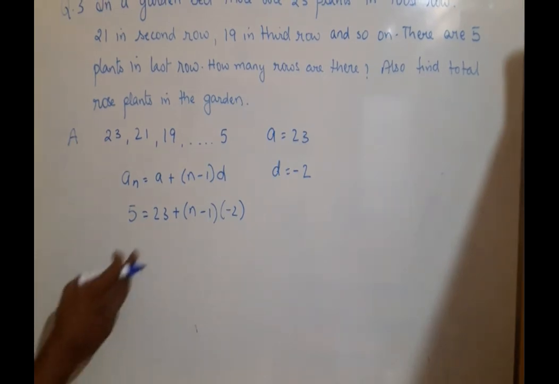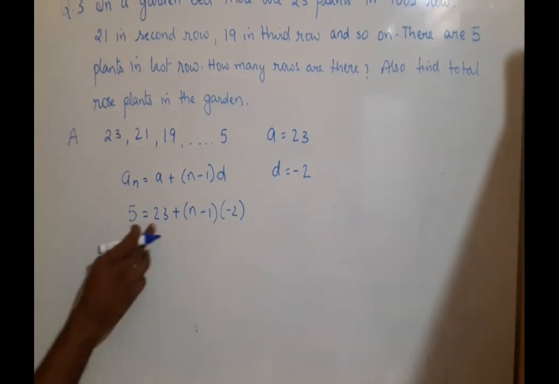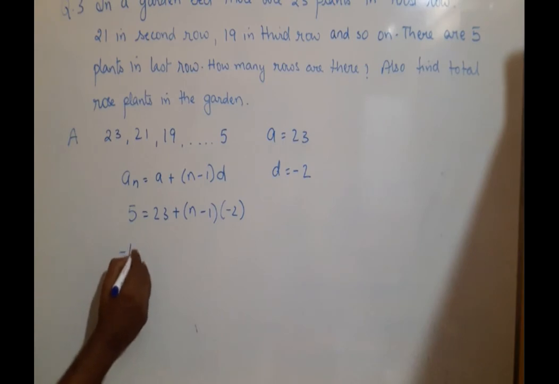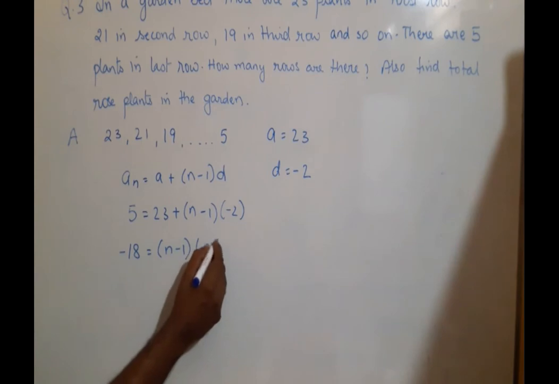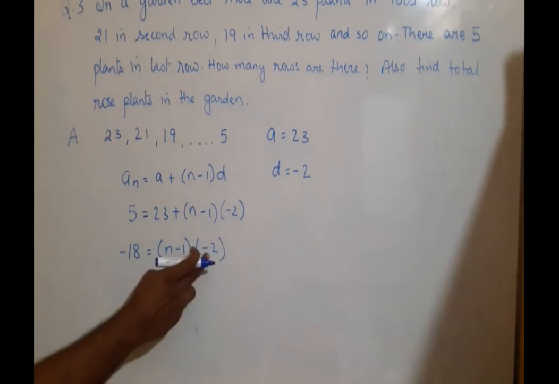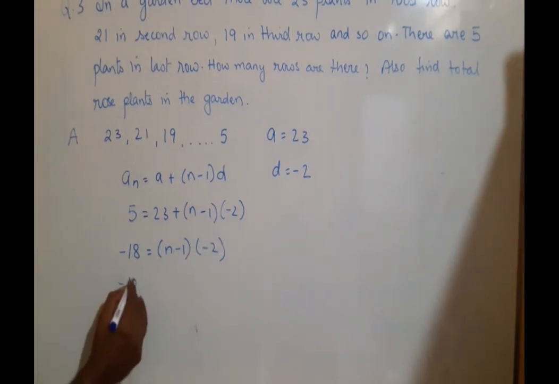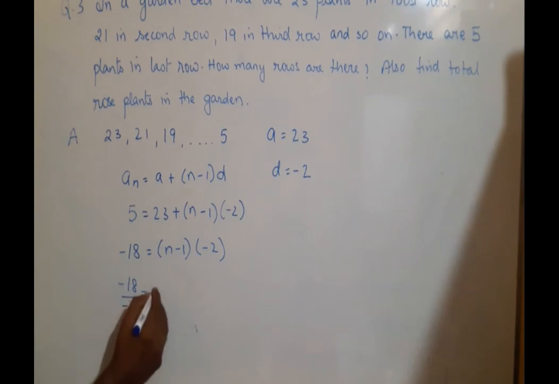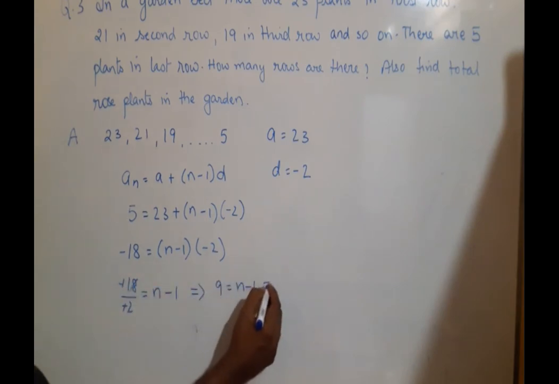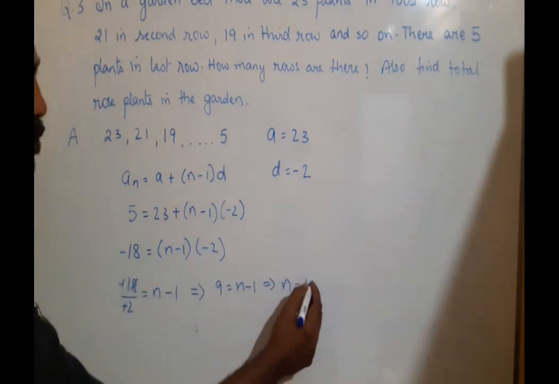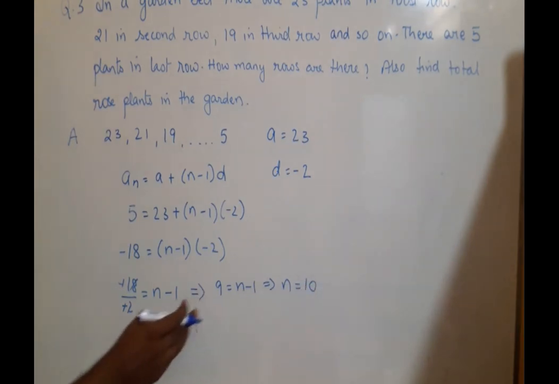Now putting the value, first we subtract. So 5 minus 23 will give us minus 18 equal to n minus 1 into minus 2. Now the minus 2 can be brought into division. So minus 18 upon minus 2 equal to n minus 1, the minus sign gets cut. 9 equal to n minus 1, which gives n equal to 10. Minus 1 becomes plus 1, plus 9, so 10. So now we know there are 10 rows.